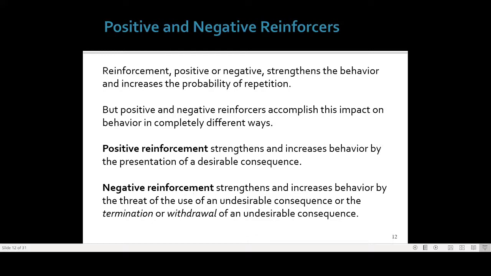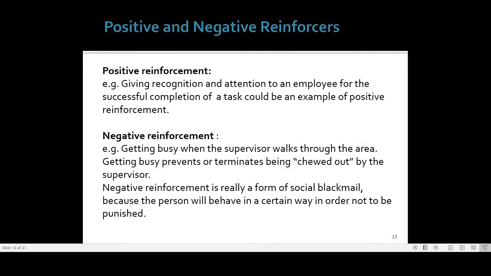But negative reinforcement strengthens and increases the behavior through threats of undesirable consequences or the termination or withdrawal of undesirable consequences. Let me give you a couple of examples to understand what is positive and negative reinforcement. Positive reinforcement is giving recognition and attention to an employee for the successful completion of a task. So you give them attention, you congratulate him, so that the same behavior will repeat. That's strengthening that positive behavior.